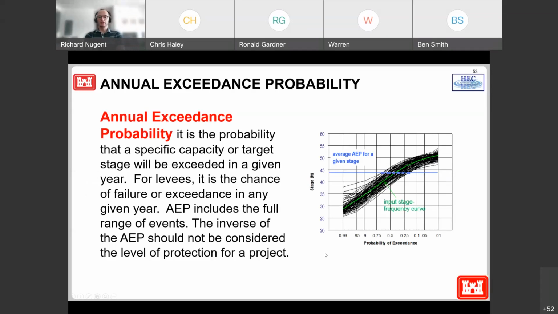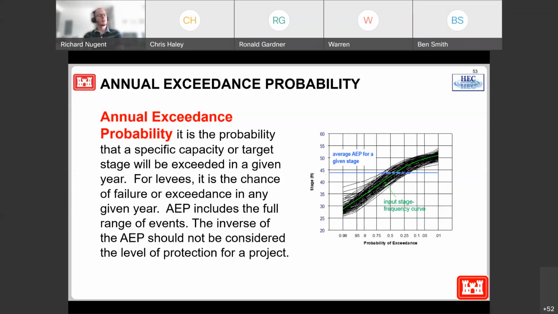So the first metric here is annual exceedance probability. And this is the probability that a specific capacity or target stage will be exceeded in a given year. For levees, AEP is the chance of failure or exceedance in any given year. AEP includes the full range of events, and for this reason, this is the metric used in NFIP quantitative risk assessments. In the without-project conditions, AEP represents the annual chance of significant flooding.